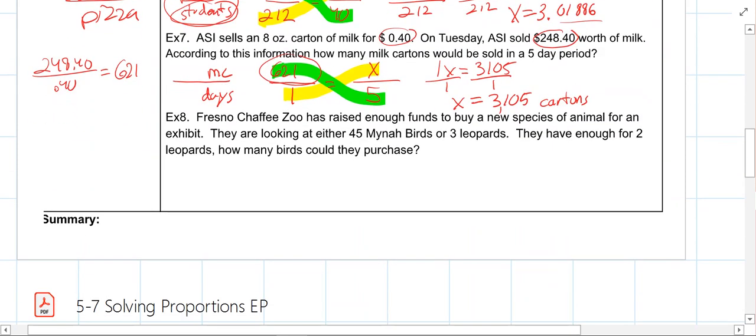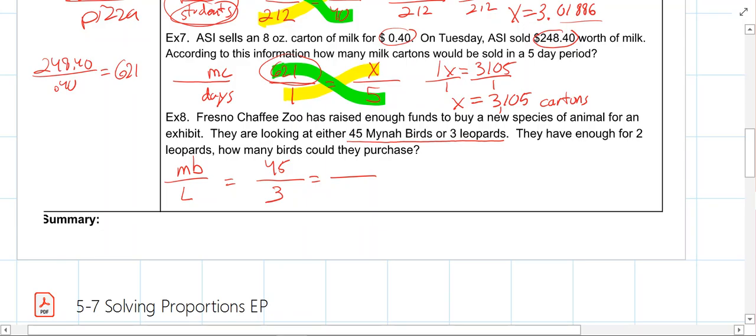And the last one. Fresno Chaffee Zoo has raised enough funds to buy a new species of animal for an exhibit. They are looking at either 45 myna birds or 3 leopards. They have enough for 2 leopards. How many birds could they purchase? All right, so let's go myna birds to leopards and make our proportion. Myna birds are on top. It says in the paragraph that they have 45 myna birds to 3 leopards. So 45 on top for the myna birds and 3 on the bottom for the leopards.